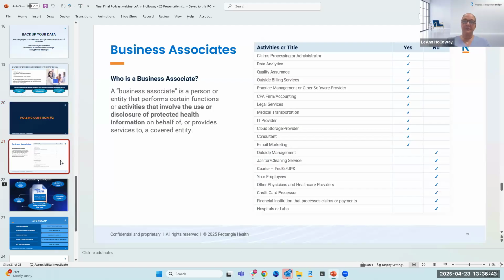So here's the business associate agreement. And again, the definition: a business associate is a person or entity that performs certain functions or activities that involve the use or disclosure of protected health information on behalf of, or provides services to, a covered entity. And you are considered a covered entity. So as you see, yes, all of these individuals must have a business associate agreement. They're not too hard to do. It just has to be done. Unfortunately, with HHS, it is one of those requirements.